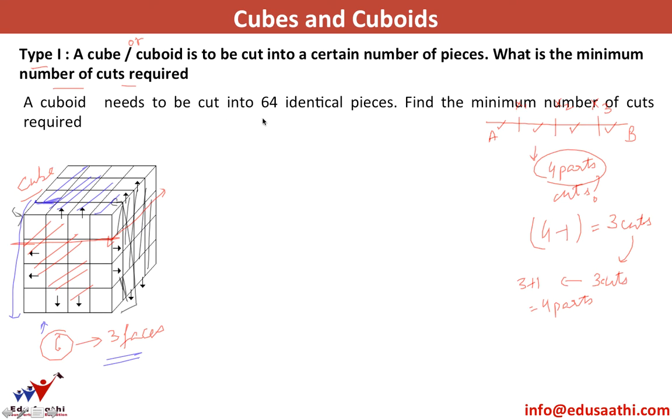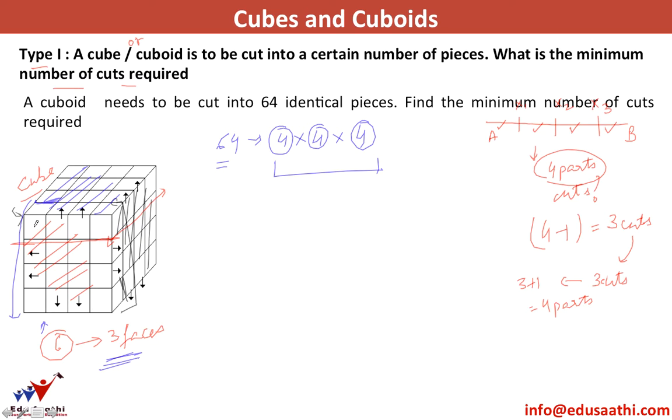A cuboid needs to be cut into 64 identical pieces. Find the minimum number of cuts that are required. So I need 64 pieces. It means I need a cut on three faces, as we've discussed. So what I'll do is I'll form factors of 64 and I'll have only three factors here. Let's say I have 4 multiplied by 4 multiplied by 4. Now this means that one face will give me 4 cubes or 4 identical small cubes.